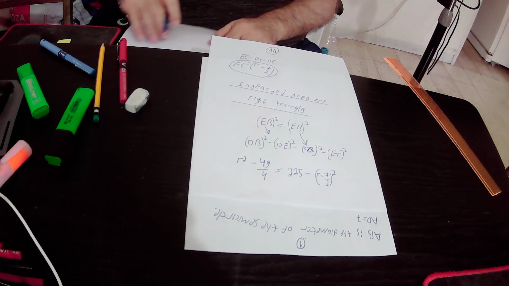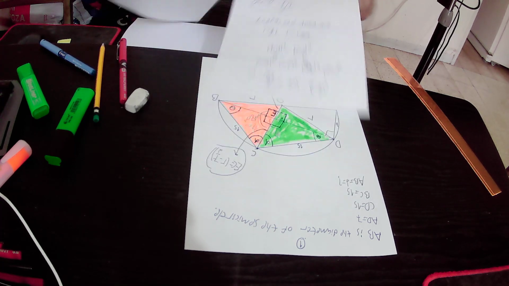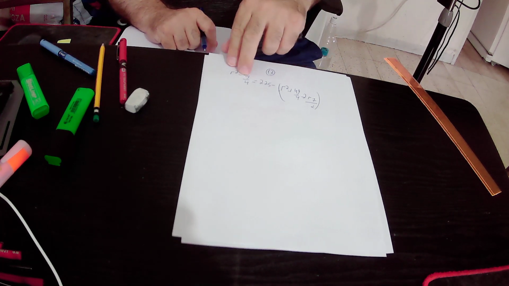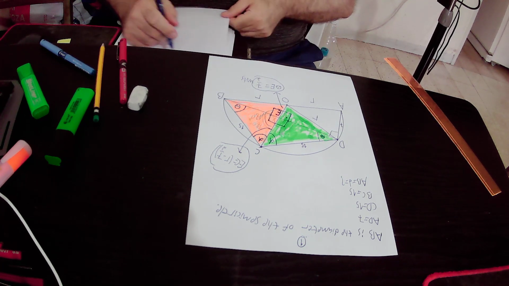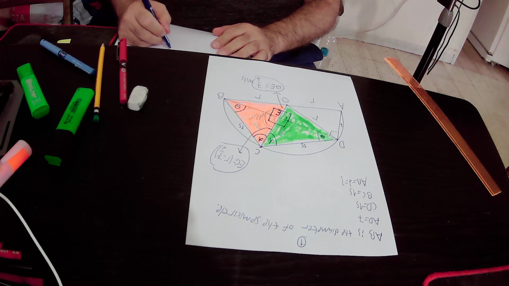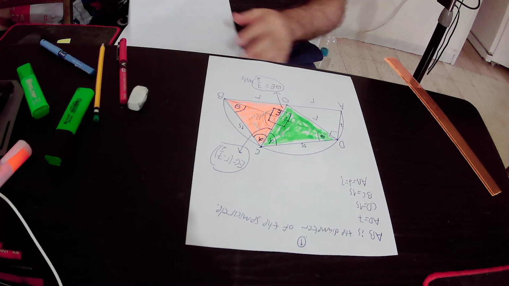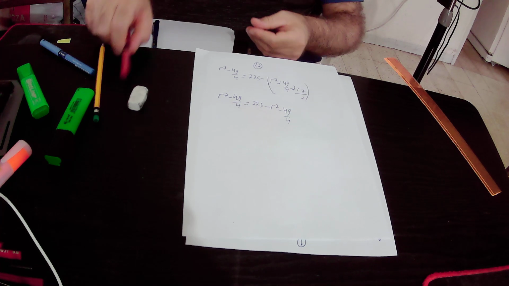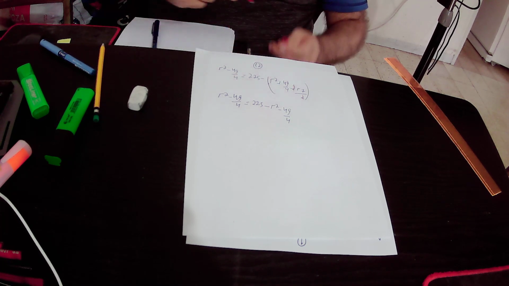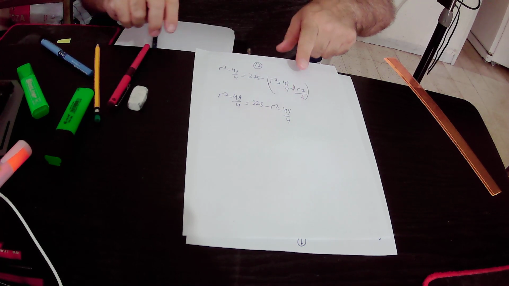Okay, so in total we got this equality. Here we will open the brackets. We will get that R square minus 49 over 4 equals 225 minus R square minus 49 over 4. Actually, here we have 2 over 2 is 1, so 2 is cancelled, and here we have 7R. Okay, so minus 7R is plus 7R.